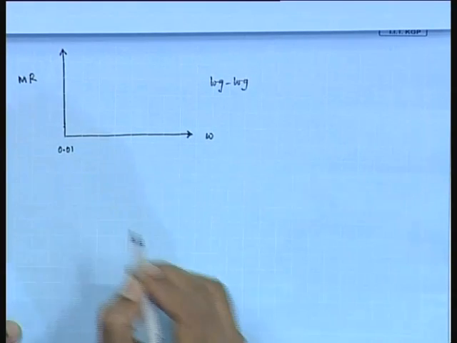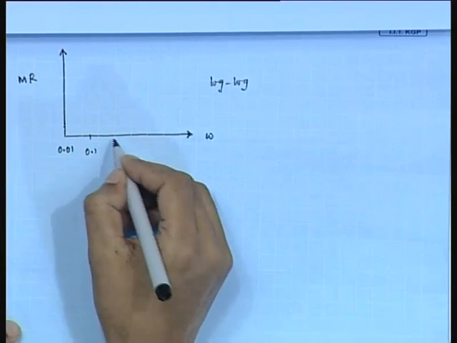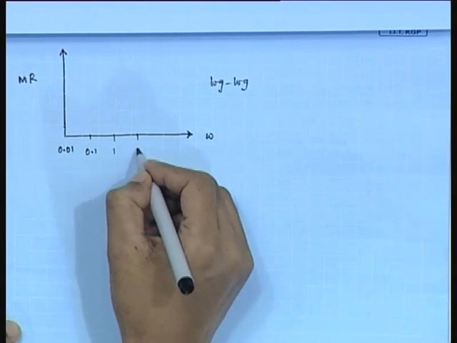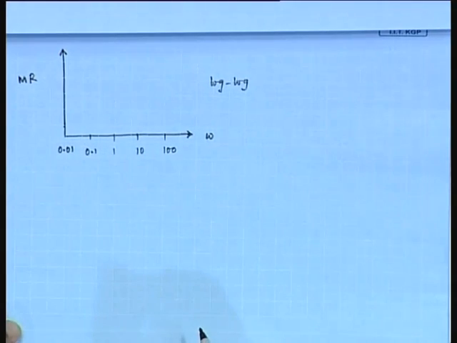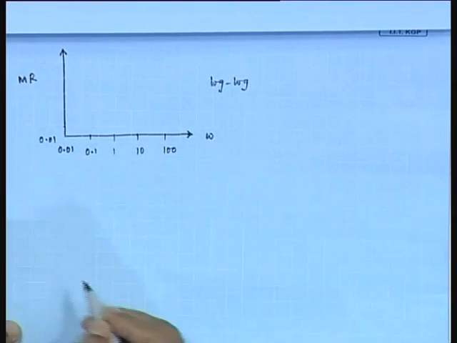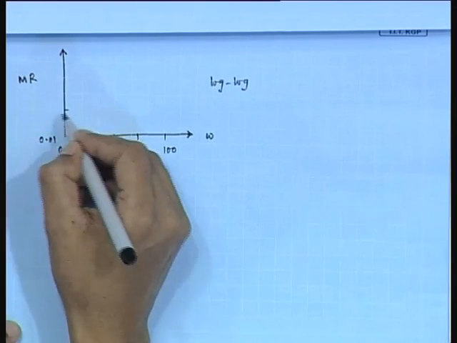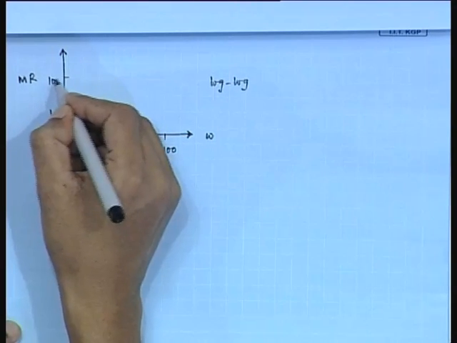This is 0, starting point is 0.01, next one is 0.1, 1, 10, 100. 0.01, 1 and 100.